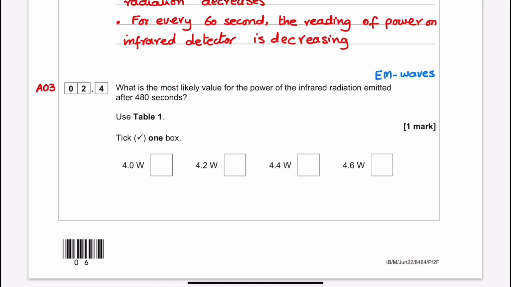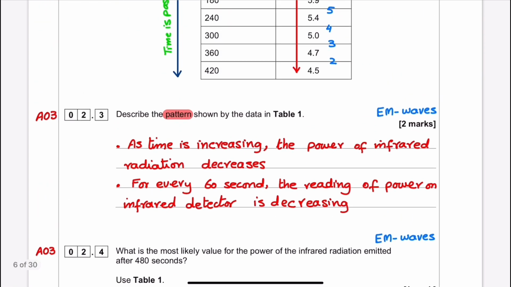What is the most likely value for the power of the infrared radiation emitted after 480 seconds? This question is again from the topic of EM waves. Use the table number 1. If we go back to table number 1, we know that the decrease is going on for every 60 seconds. For 480 seconds, we need to find the value of power.